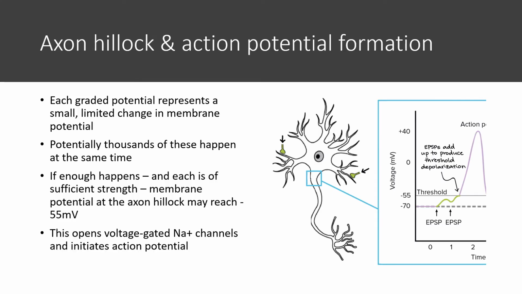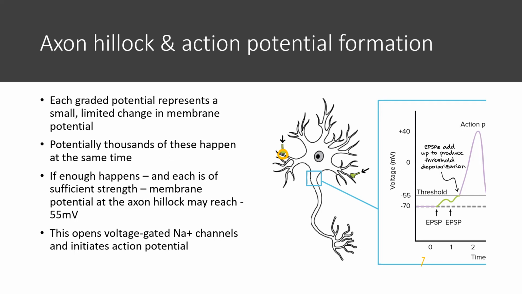So again, each graded potential represents a small limited change in membrane potential, in how polarized that membrane is at any given place. It's a very small limited change. But remember, the soma has a lot of plasma membrane and a cajillion dendrites that are all making a cajillion connections. You can have this little tiny phenomenon happen thousands and thousands of times at the same time at any given time.